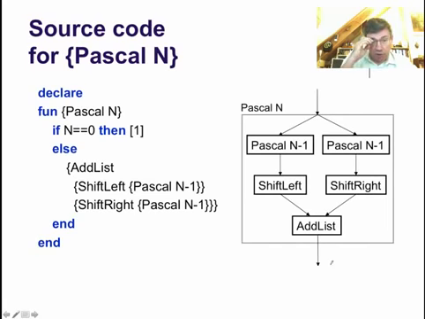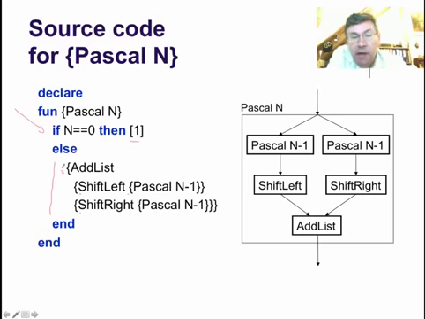So here's the source code for this program. It's recursive. If n is 0, then I return the list containing just 1. Otherwise, I call Pascal n minus 1. And each time I call Pascal n minus 1, I give it to the shift left, I give it also to the shift right, and then I do an add list.